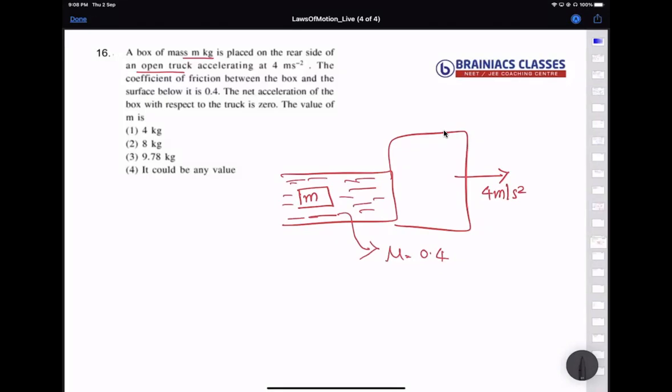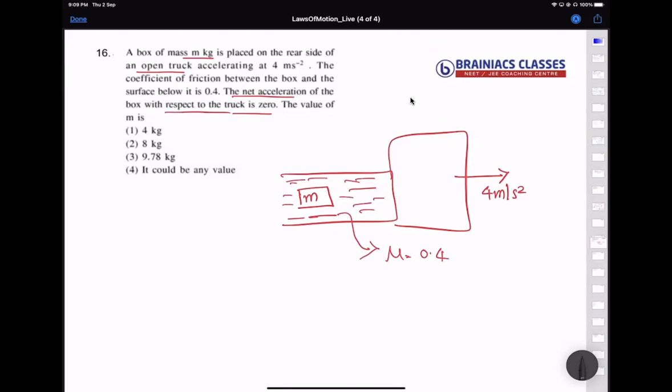Now, what are they asking in the question? Net acceleration. The last lines of the question are always a major hint. In physics, the majority of questions have the major clues in the last two lines, the key point. So what is given there? The net acceleration of the box with respect to the truck is 0.